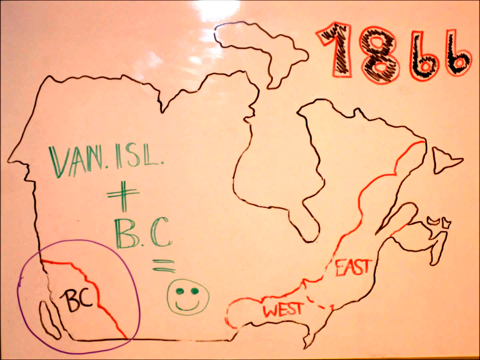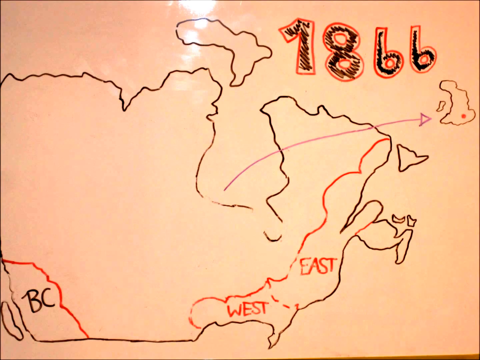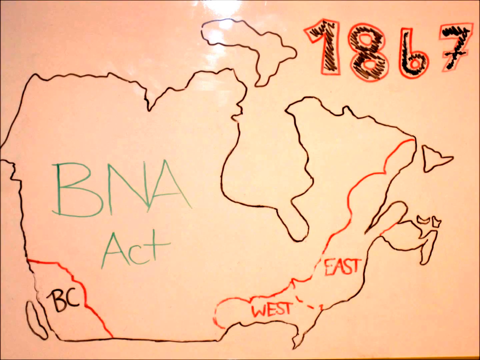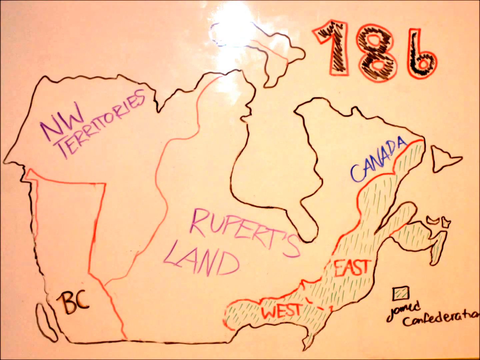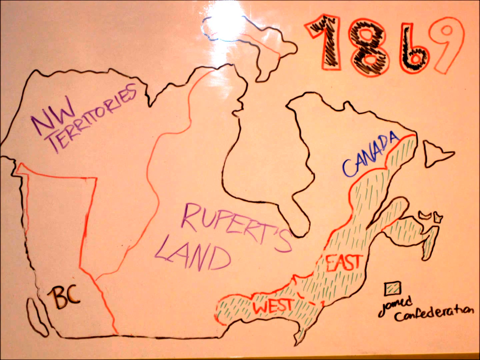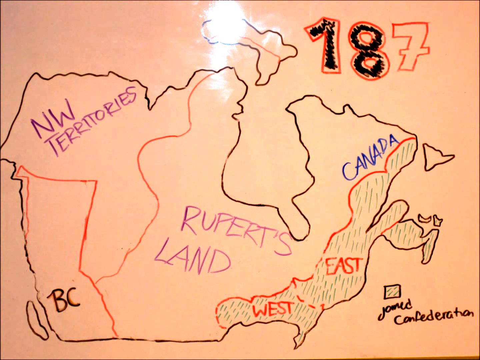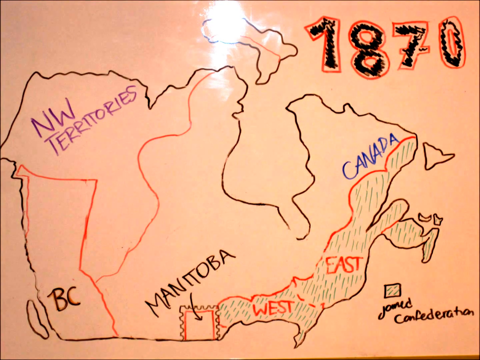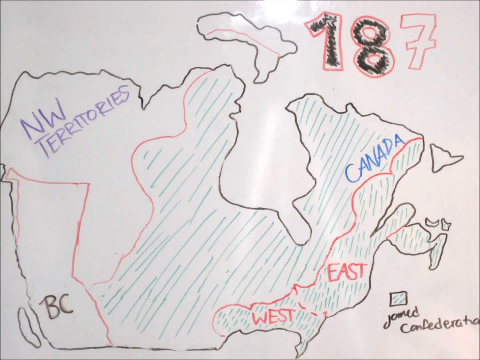Vancouver Island and BC were united in 1866, the same year as the London Conference. The British North American Act created the Constitution of the Dominion of Canada in 1867. Canada bought Rupert's Land from Britain in 1869 and nearly doubled in size. The Red River Rebellion of 1869 resulted in the Manitoba Act of 1870, which entailed the creation of the province of Manitoba, its integration into Confederation, and the Métis Bill of Rights.